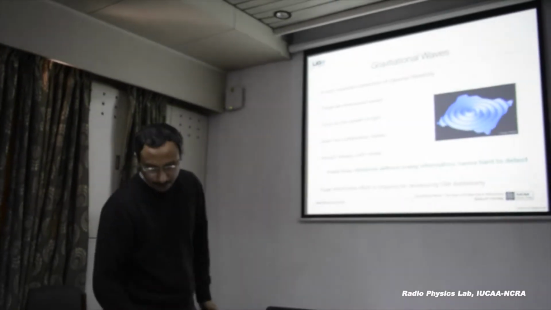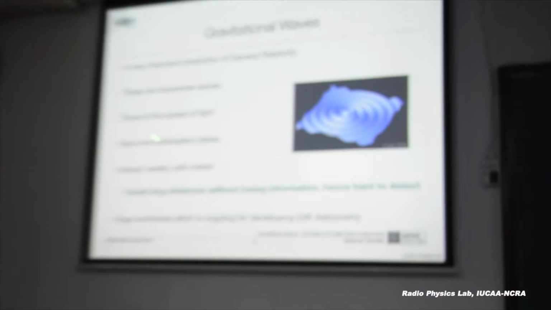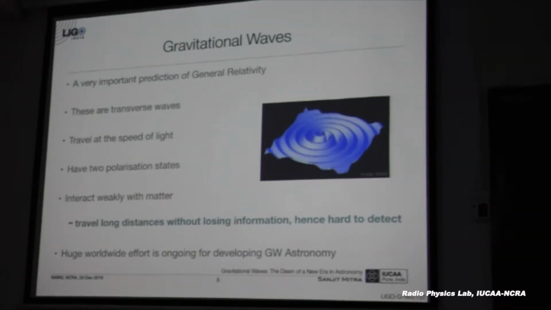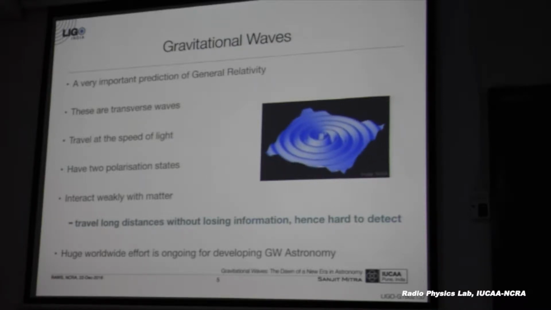Okay? So some properties of gravitational waves. Basically, these are transverse waves. You know what transverse waves are: if you take a ribbon and move it like this, the wave will be propagating in this direction, but the disturbance is in the orthogonal direction, like electromagnetic waves. They travel at the speed of light. That comes from the equation before, that the term in the box operator, which is the velocity term, is actually the velocity of light. It has two polarization states.